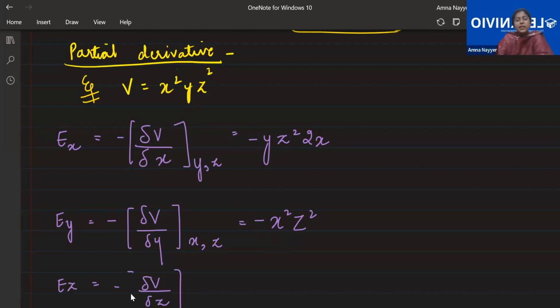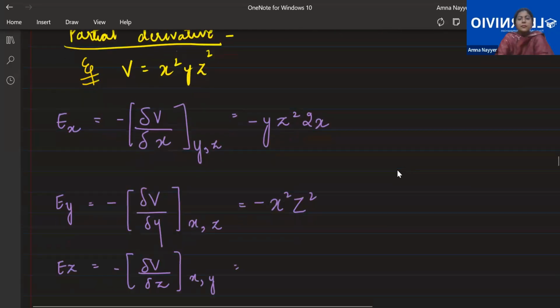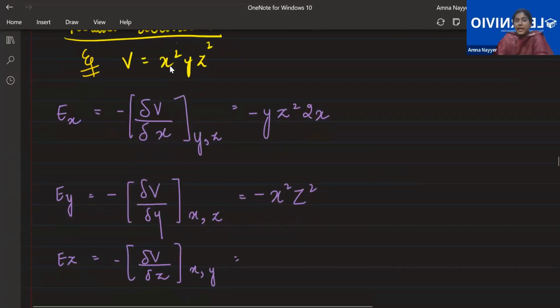So this is it. And when we have it along the z axis, this will be minus del V over del z. Now, x and y are constants here. So look, x and y are constants. So x square y will come out. Z square is left. That will become 2z with a negative sign.